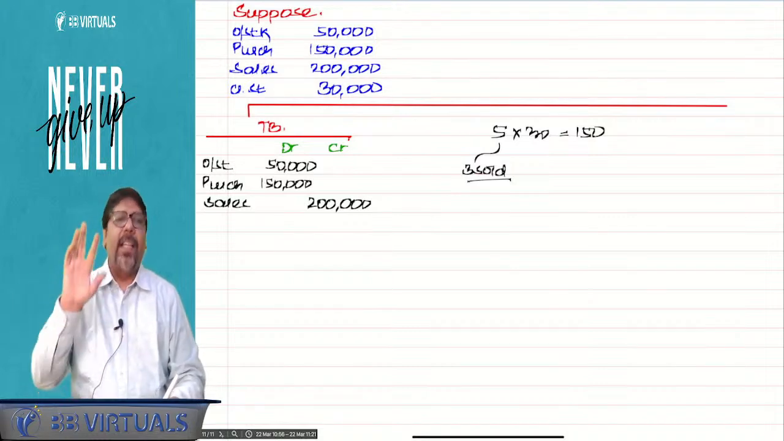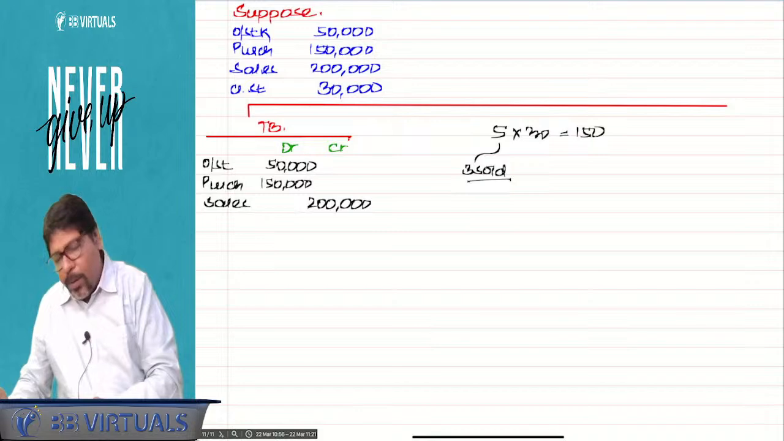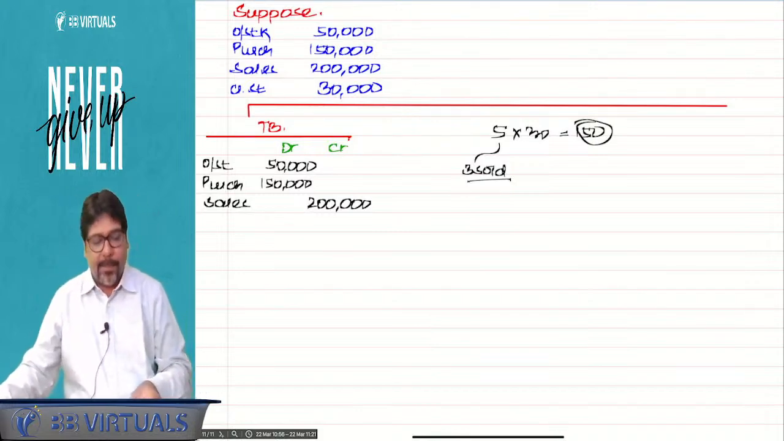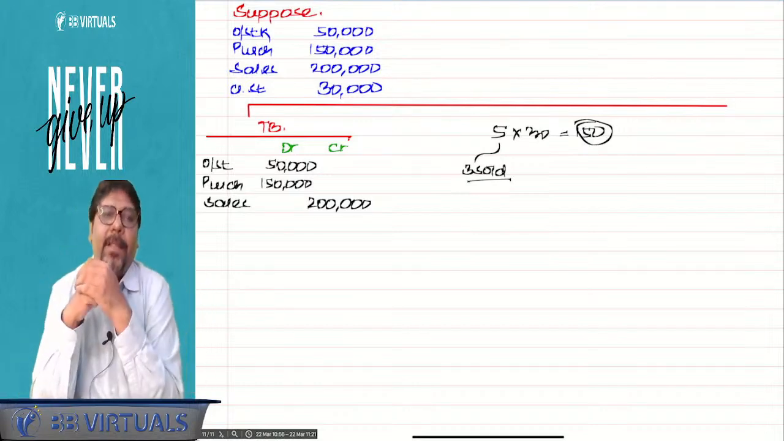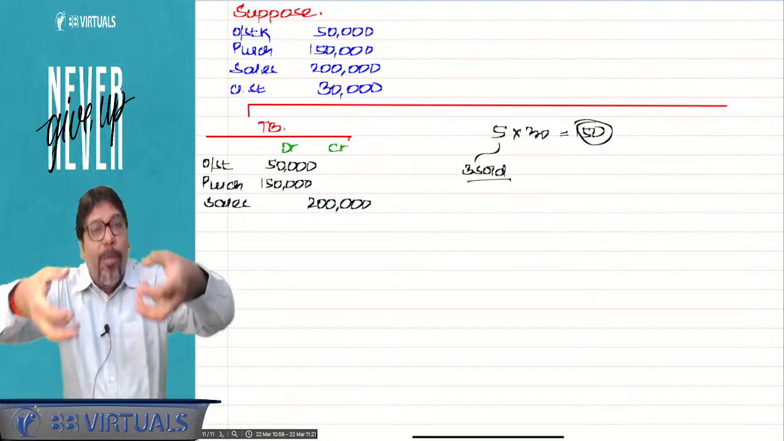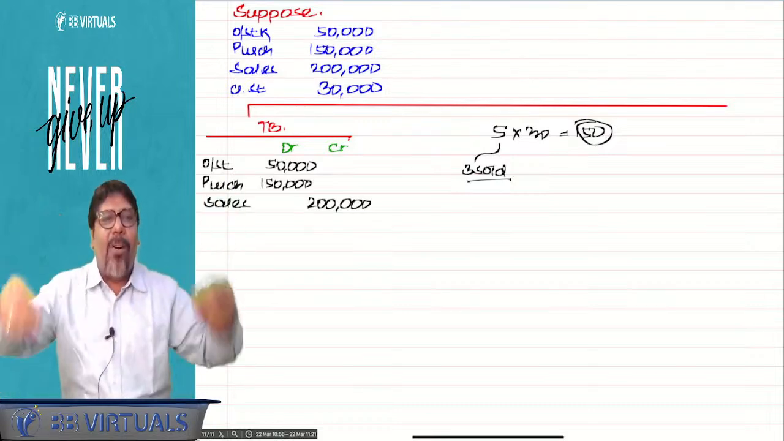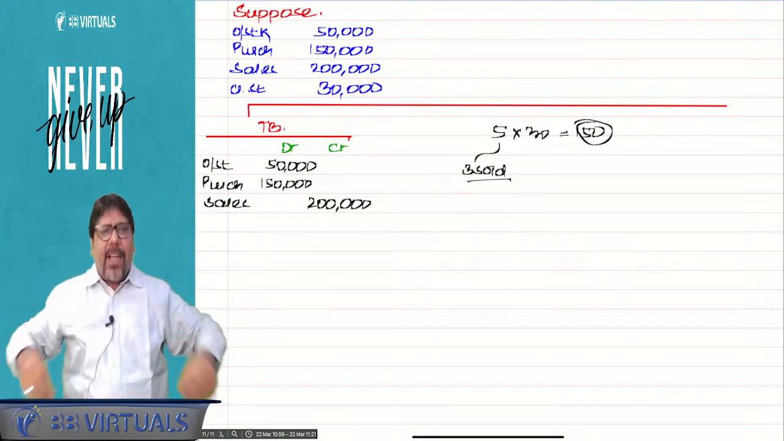5 markers I purchase. Each marker's price is 30 rupees. Total payment made 150. Is 150 my expense? No. Then how much is my expense? We have to find out how much benefit we have derived in the current year.